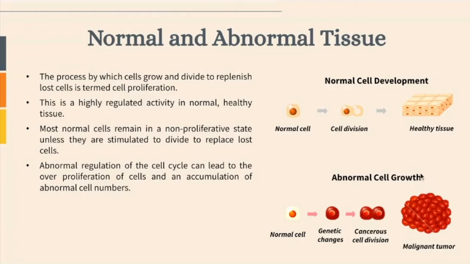But in abnormal cells, some genetic changes occur when there is a stimulus, like radiation, increased ROS, or maybe exposure to carcinogens, which will change the genetics in the normal cell. These genetic changes will cause cancerous cell division, and later on will form a malignant tumor. In a malignant tumor, there is uncontrolled cell proliferation, so that's why it becomes a mass of tumor. That is the difference between normal and abnormal tissue.